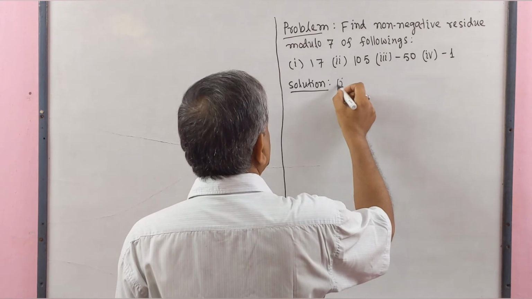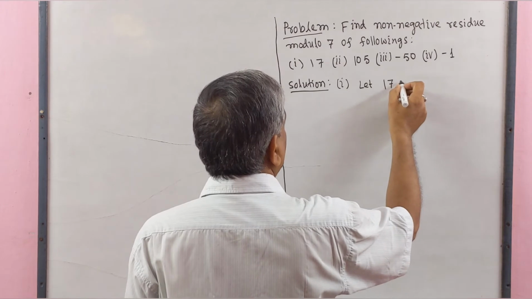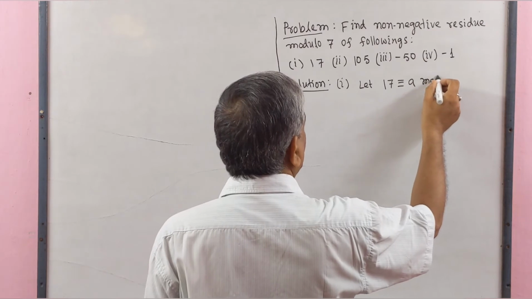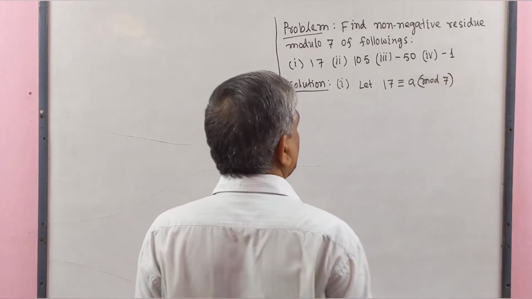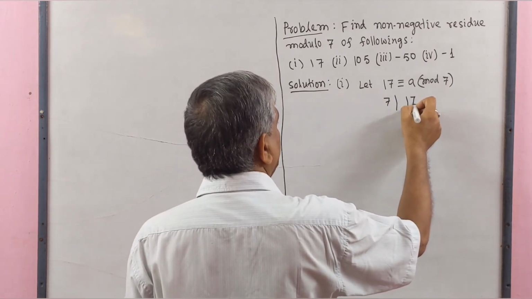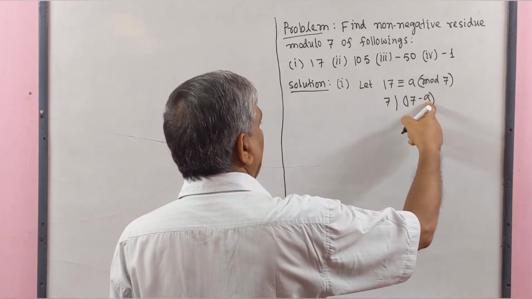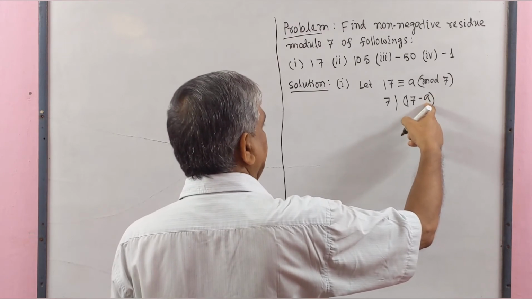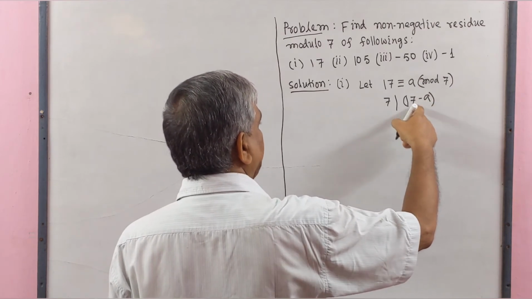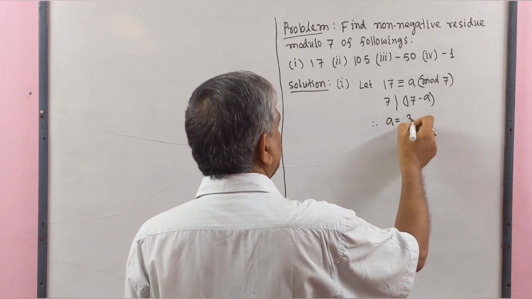Number 1. Let 17 be congruent to A modulo 7. That means 7 divides 17 minus A. If we take the value of A as 3, then 17 minus 3 equals 14, and 14 is divisible by 7. Therefore, A equals 3.